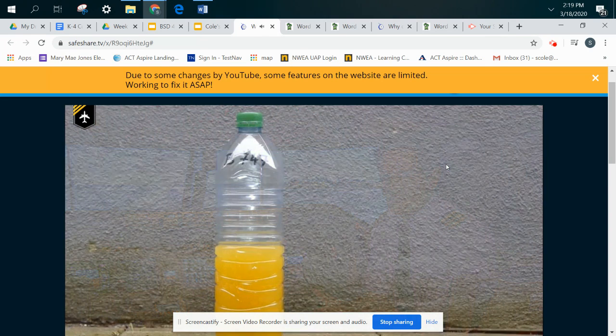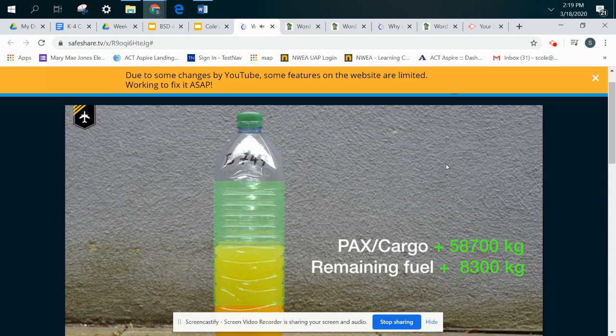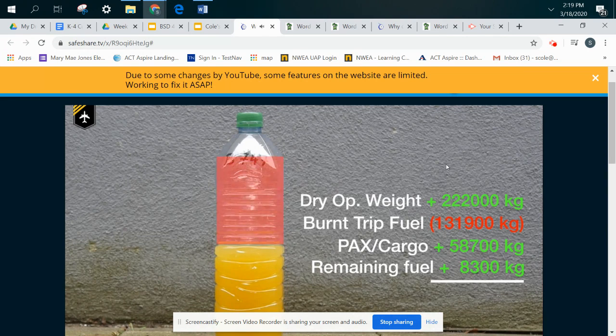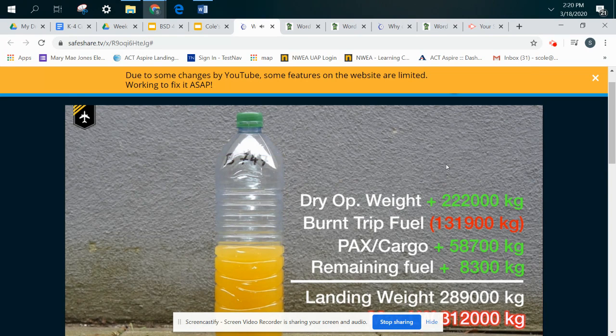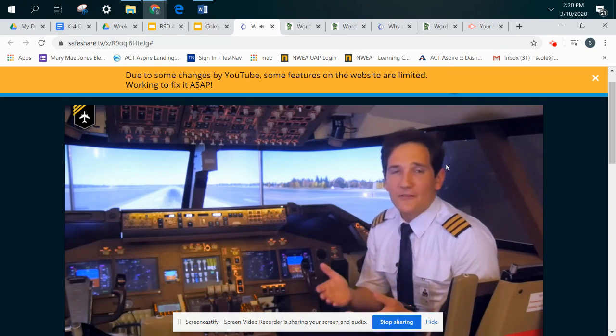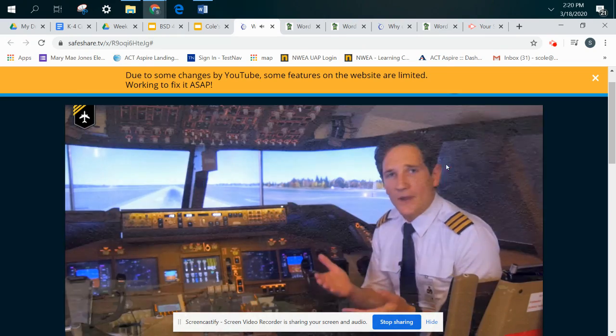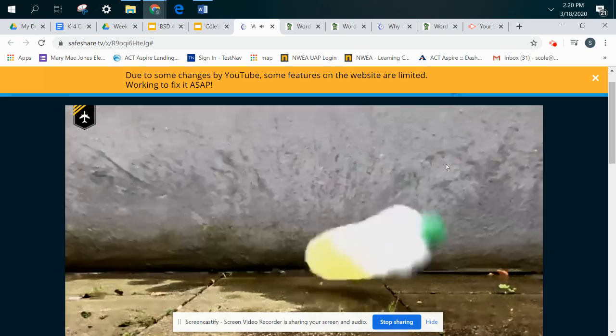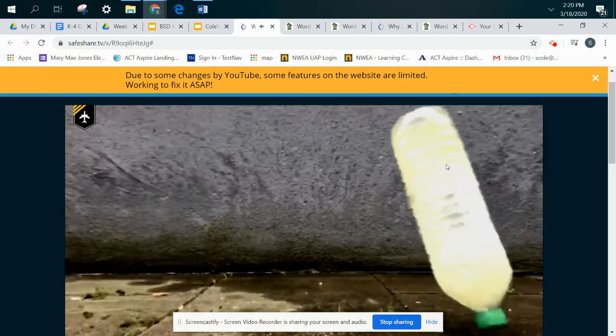Now with a little imagination, you here can see our 747 shortly before landing at Los Angeles. So this water bottle shows the remaining fuel, the passengers and cargo, and the crew plus the actual weight of the plane, minus the burnt trip fuel, and you can see the landing weight is well below the maximum landing weight. So let's drop the bottle from a height relative to the plane's weight and vertical speed upon touchdown. As you can see, no damage.